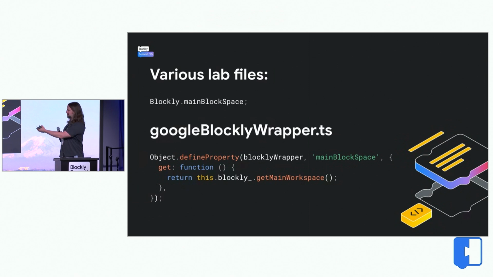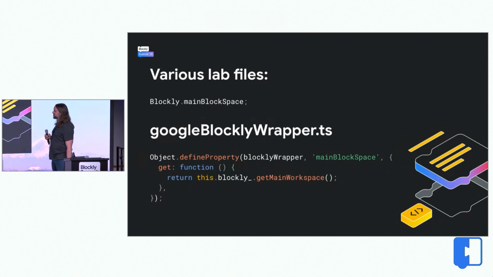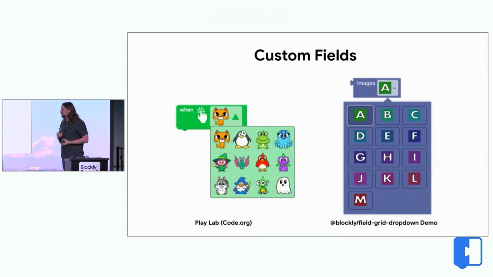So we would use our wrapper, and essentially what this is doing is just defining a getter property for main block space. So when we try to access blockly.main block space, what we're actually doing is accessing this getter on the wrapper. So that blockly object there is our wrapper now. It's not Blockly itself, which means we don't actually have to change anything in these shared files, and it will work with either version.